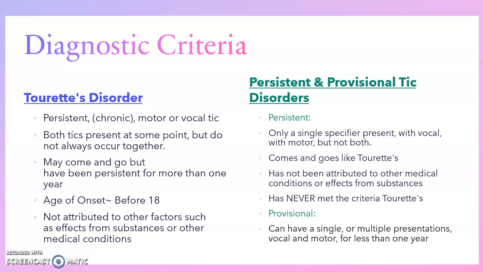With persistent tic disorders, only a single specifier is present, vocal or motor, but not both. It can come and go like Tourette's. It has not been attributed to other medical conditions or effects from substances. It has never met the criteria for Tourette's. And for provisional tic disorders, they can have a single or multiple presentations, vocal and motor, for less than 1 year.